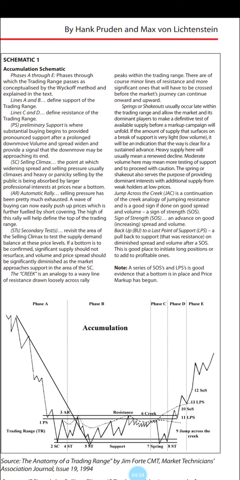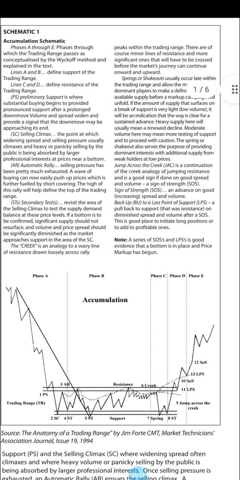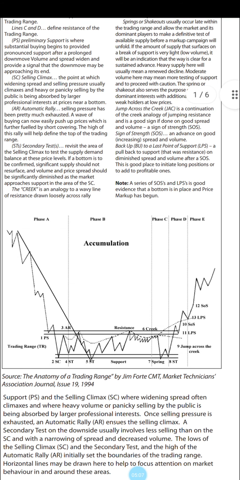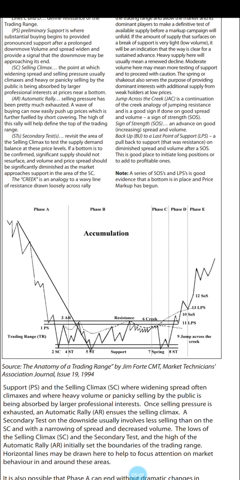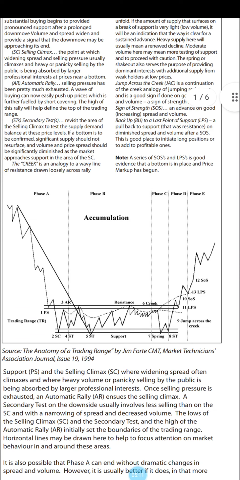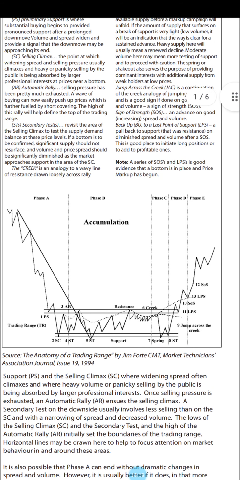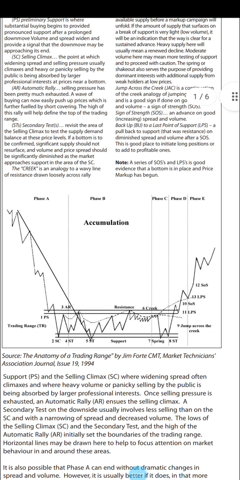Jump across the creek, JAC, is a continuation of the creek analogy of jumping resistance and is a good sign if done on good spread and volume, a sign of strength. An advance on good increasing spread and volume, then back up to a low point of support, a pullback to support, and that's basically what we always talk about. Long positions are to add to profitable ones.